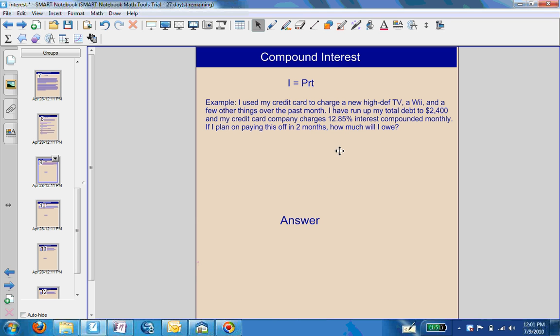Well, let's see. If it's compounding monthly, our T is going to be 1 over 12. And if we have to pay it off in 2 months, our total duration is 2 months, so we're going to have to do it 2 times.